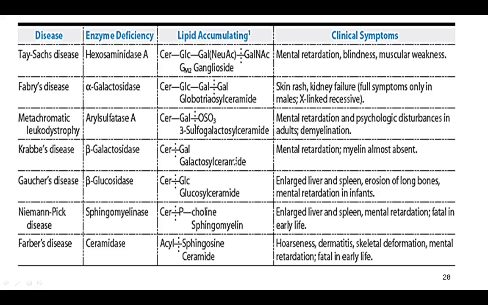Now the accumulation of galactosyl ceramide, because of the deficiency of beta galactosidase, causes Krabbe's disease. Tay-Sachs disease happens because of hexosaminidase A deficiency, all these are in your book. I am telling you just which are more important. This is because of the accumulation of ganglioside. And Niemann-Pick disease is due to deficiency of sphingomyelinase. Sphingomyelin, you have read, right? So if sphingomyelin gets accumulated because of the deficiency of sphingomyelinase, Niemann-Pick disease happens.